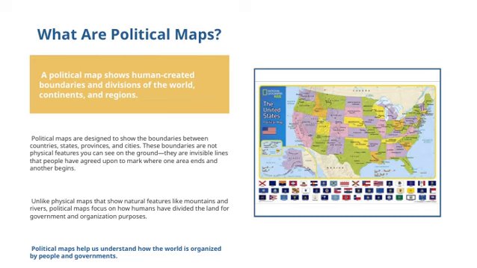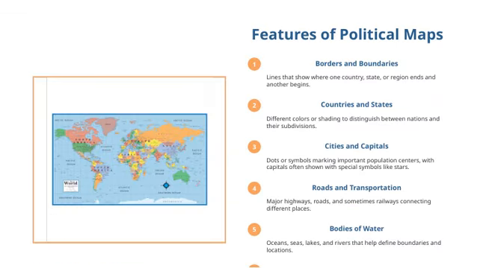They help us understand how the world is structured by the decisions and agreements of people and governments. This is a key part of understanding geography because it shows how human societies organize themselves spatially. It helps us see the political landscape, which is essential when we think about borders, countries, and how regions are governed. Now, let's take a closer look at the key features of political maps.